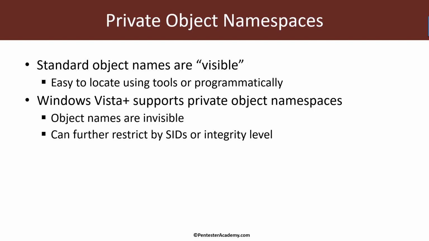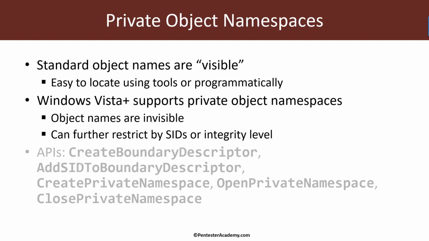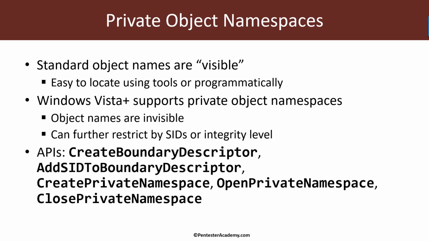We can also further restrict security by providing only certain SIDs or certain processes with a certain integrity level to be able to access this private namespace. We're not going to discuss SIDs or integrity levels in this course, but we'll discuss that in a later course. Here are some of the APIs that we need to use to make that happen.